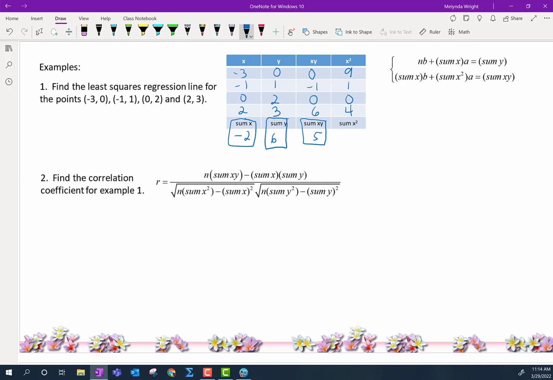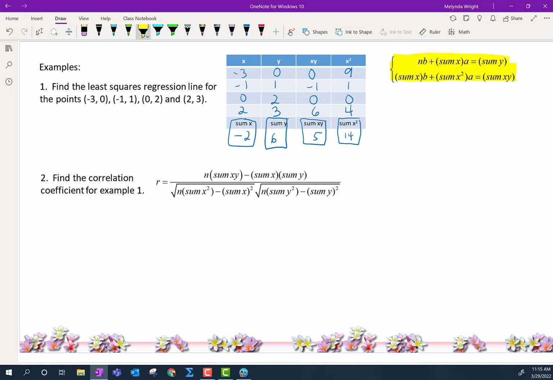So 9 plus 1 plus 0 plus 4 is 14. So that is sum x squared. So why are we doing this? We are doing this so that we could substitute those numbers into this formula over here. This is certainly not anything you have to memorize.